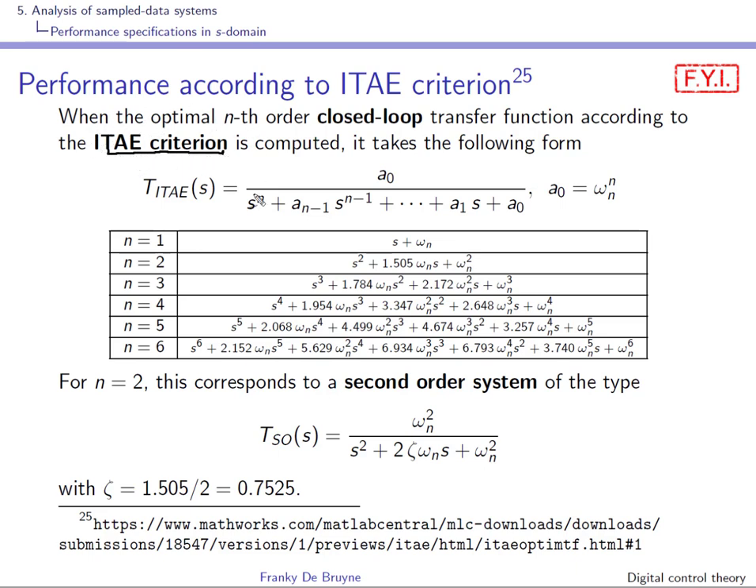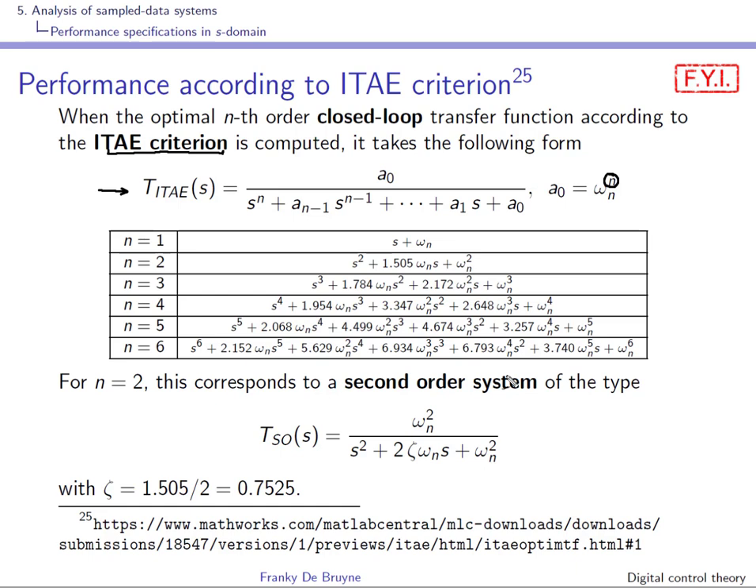Well, using this criterion, it's possible to come up with closed loop transfer functions that take this form over here, where n is the order of the transfer function. So I've shown here the transfer functions from n equal to 1 to n equal to 6. They have been pre-computed using optimization, right?